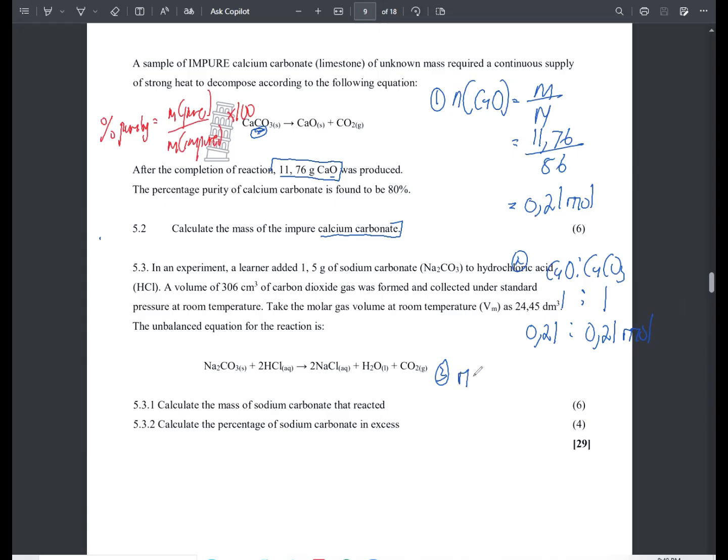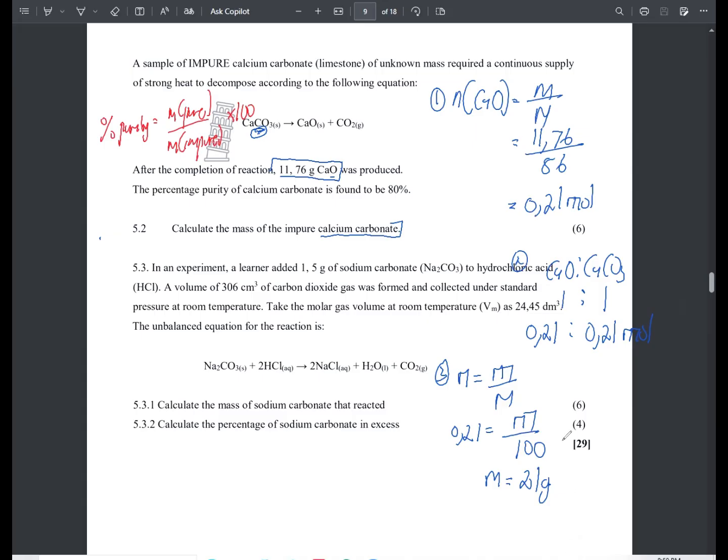Then n is equals to mass over the molar mass. 0.21 is equals to m over the molar mass of calcium carbonate, which is calcium is 40 plus carbon is 12, plus 3 multiplied by 16. This will give us 100 grams. Then 0.21 multiplied by 100. This will give us a mass of what? 21 grams, right? So this is the pure, right?